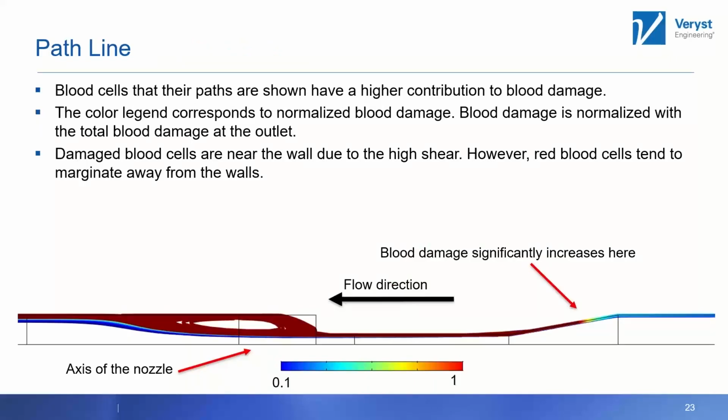We got the same result when we used the Lagrangian approach. Here I am plotting the path lines that have higher contribution to the blood damage. You can see these are path lines that are next to the wall, and blood damage starts to increase significantly right here where shear stress increases.